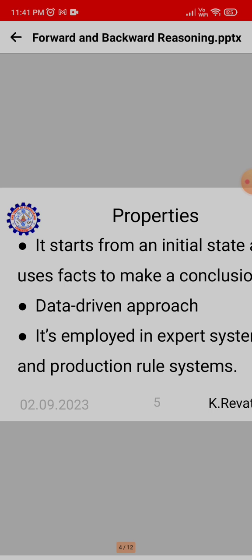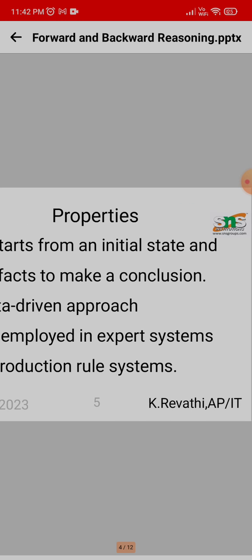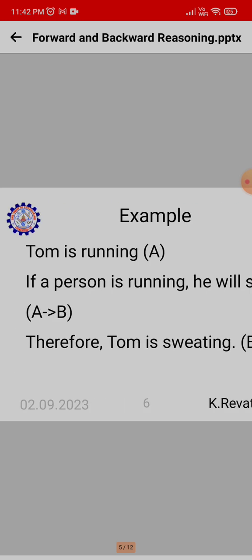Then the properties of forward chaining are, it starts from the initial state and uses facts to make a conclusion. It is also called a data driven approach, which means the data are used to reach the goal. Then it is employed in expert systems and production rule systems. Then the example is given below.